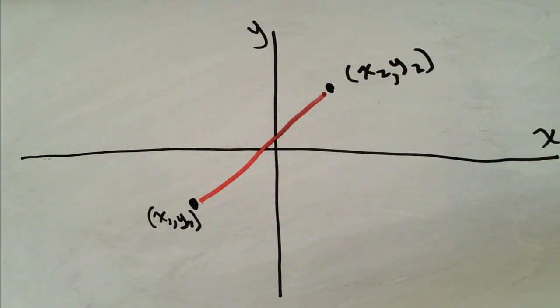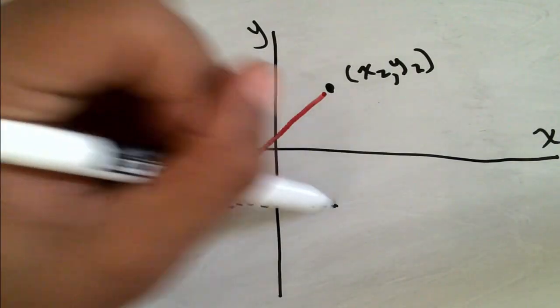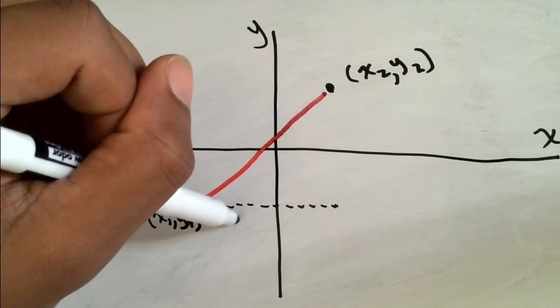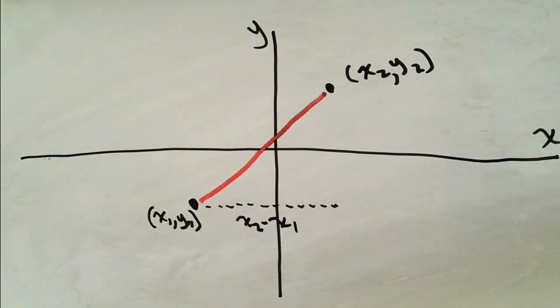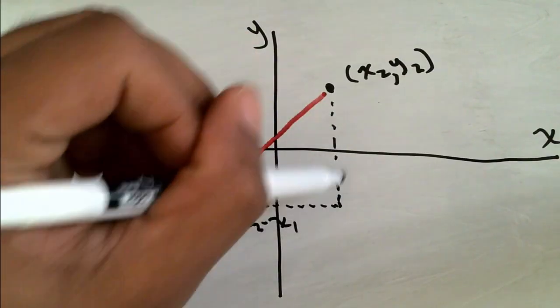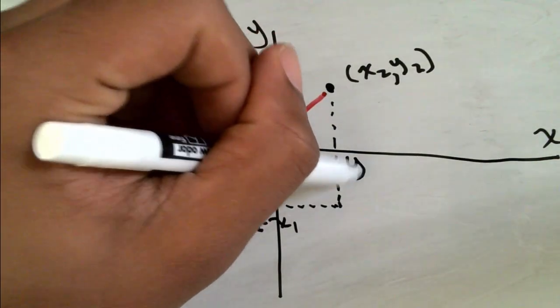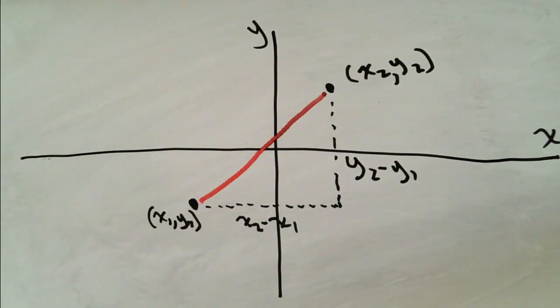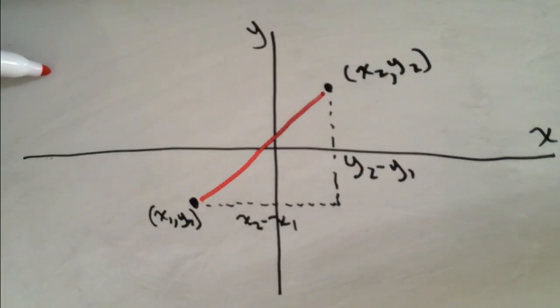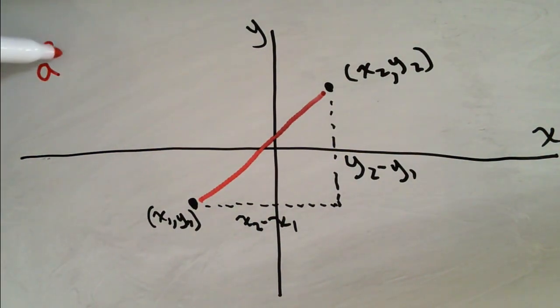If they were on top of each other, or perfectly vertical or perfectly horizontal from each other, we could just count how many units over it takes to get from one point to the next. But because they're kind of directly connected via a diagonal line, that is where the distance formula comes into play. And this all stems from the Pythagorean theorem.